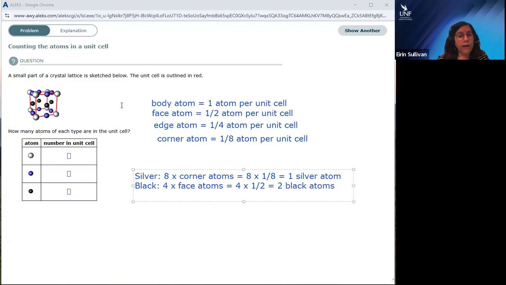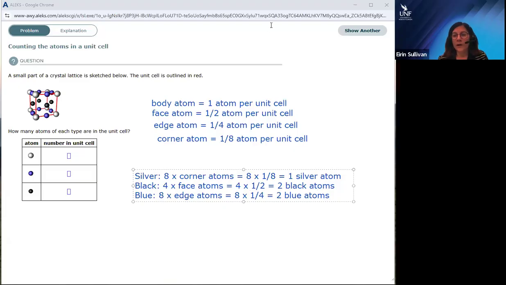All right, and then finally the blue to me look like they are along an edge, okay? And there are 8 of those, 4 around the top edges and 4 around the bottom. So that'd be a total of 8 edge atoms, and an edge atom is going to be shared between 4 neighboring unit cells. So only 1/4 of each edge atom is actually within the unit cell in question. So that's going to be 8 times 1/4, which gives me 2 blue atoms per unit cell. Okay, so hopefully that is helpful.